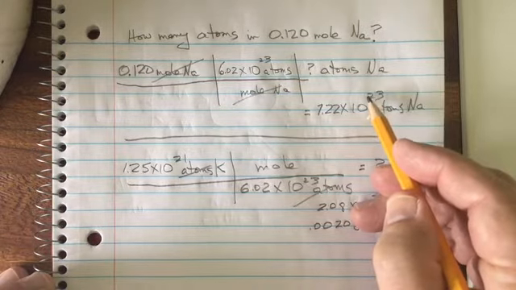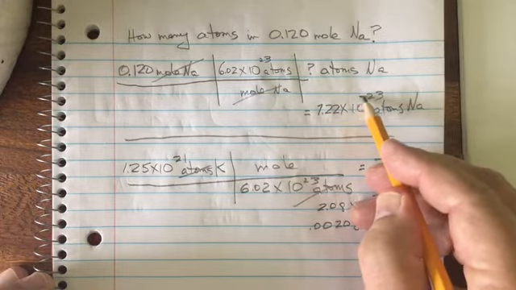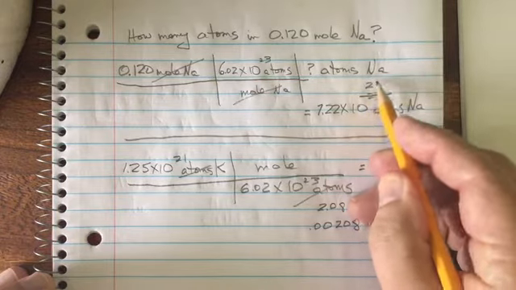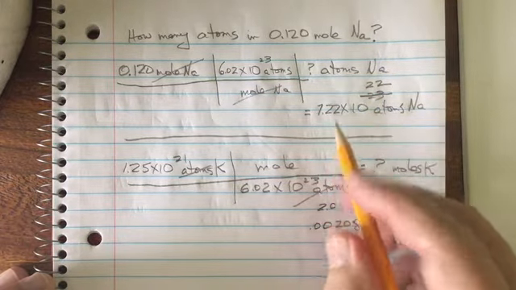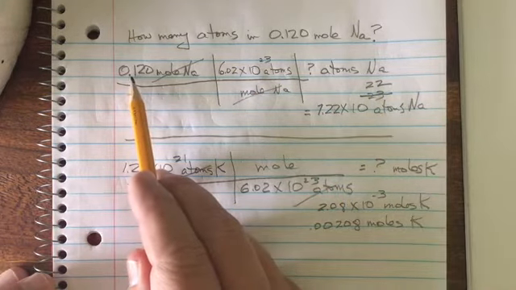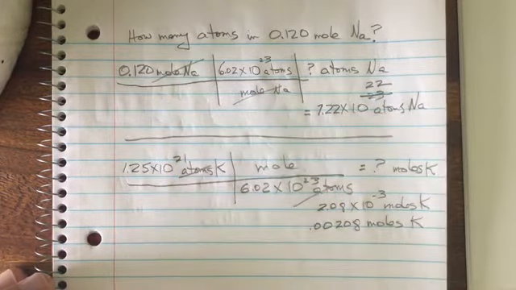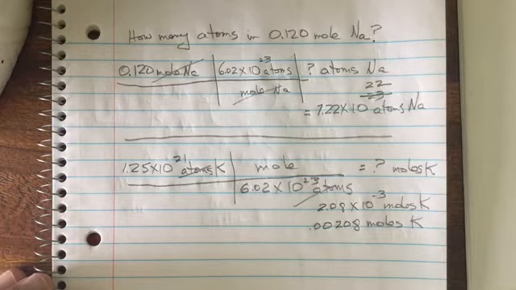This first problem turned out to be 7.22 times 10 to the 22 atoms of sodium. That's smaller than Avogadro's number, and it should be, shouldn't it? Because you have a fraction of a mole to begin with. So let's move on to the next type of mole problem in chemical analysis.